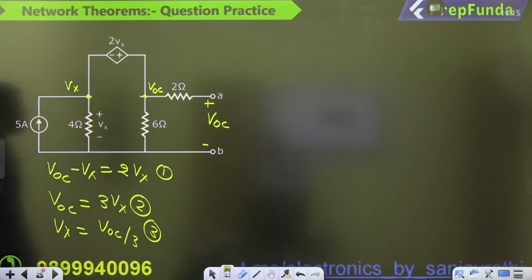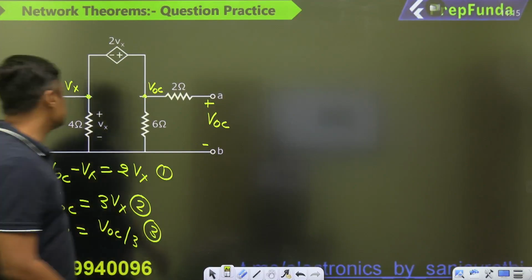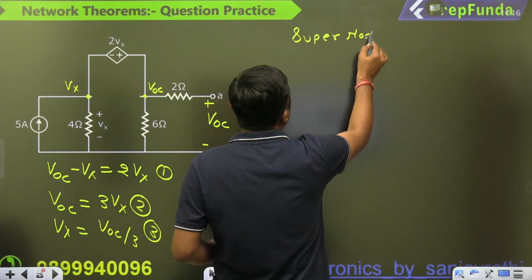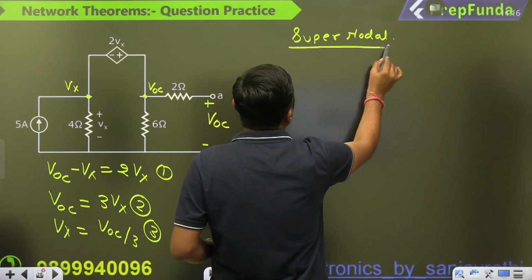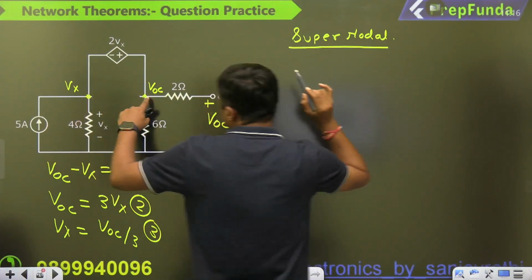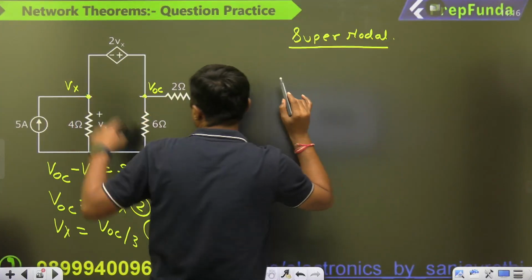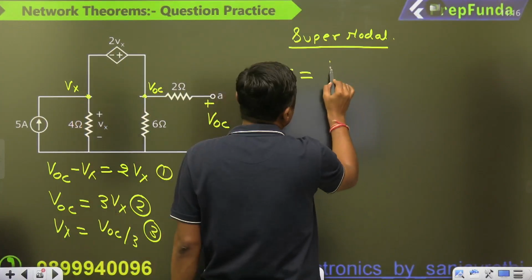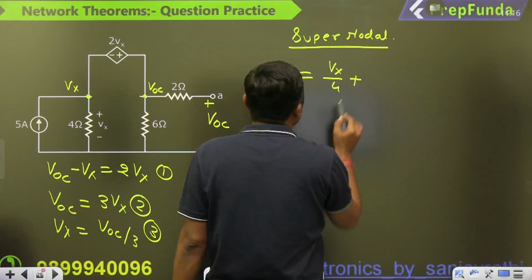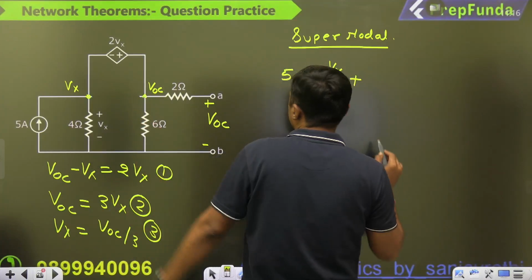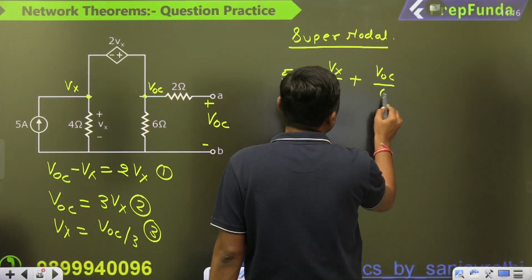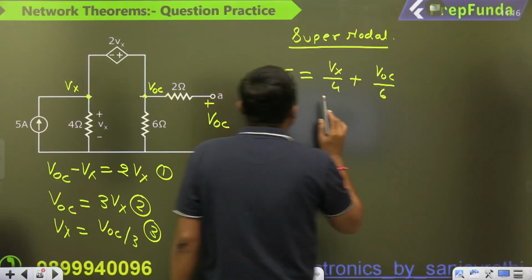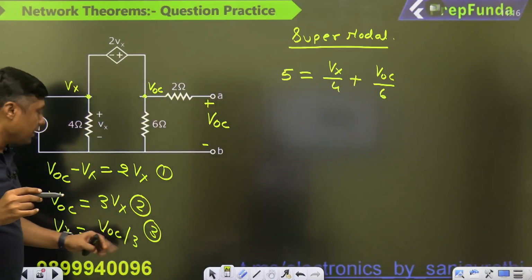Now you have to apply the super nodal. So at the two nodes we are applying the KCL. What is the incoming current? 5 is equal to what is the outgoing current? Vx by 4, plus at this node what is the outgoing current? VOC by 6. Finished. This is VOC minus 0 by 6. What is the current in this branch? 0. What is Vx?